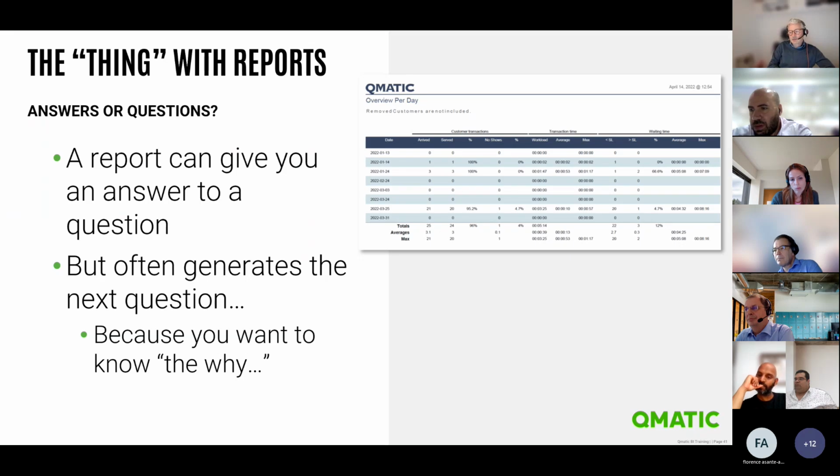But what if that value is much higher than I expected? Then it actually generates just the next question. Or if I ask how many people wait longer than my service level, it's easy to see that in a report. Let's say 40% or 5 million customers. But what's the next thing? Now I have a next question. But why so many? Why 40%?